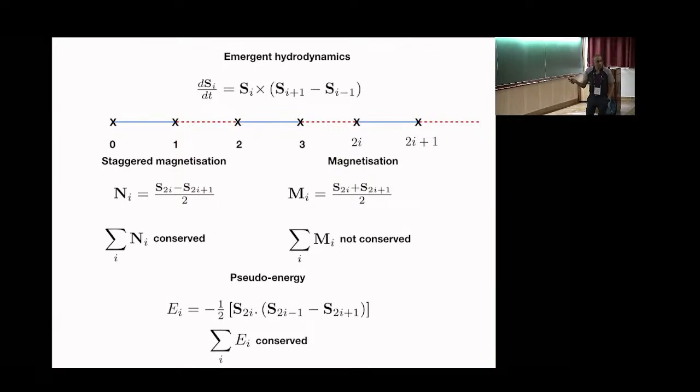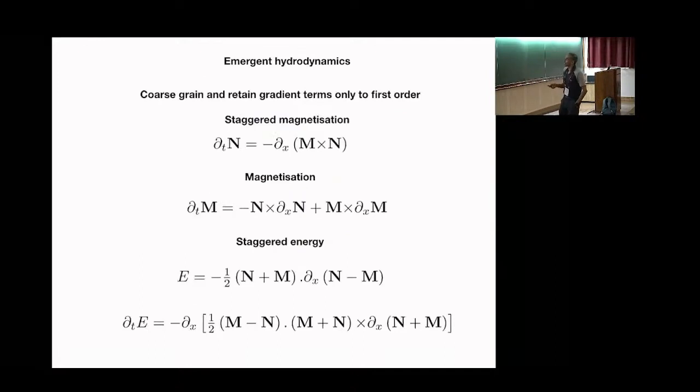M is not. In our model, the regular magnetization is not conserved, and it turns out that you can write down the expression for the pseudo energy, which I mentioned earlier, also in terms of N and M, which I haven't done here, but I'll show you the coarse grained version of that in a couple of slides. Okay, actually on the next slide.